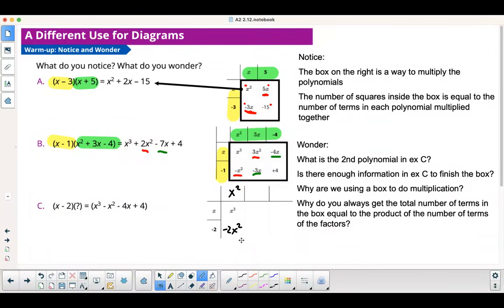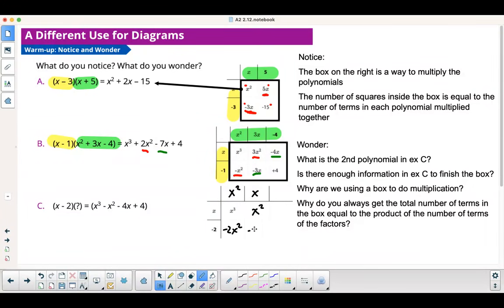Then we need the negative x squared term right here. So this one plus this one would have to add up to negative x squared. That would have to be a 1x squared, because when I add these two up, negative 2 plus 1 gives me negative 1. And then you can work backwards here. So x times what right here would give me x squared? That'd be x.